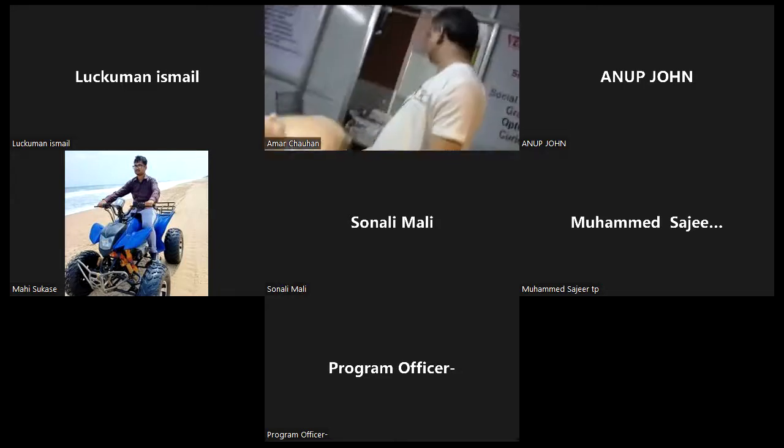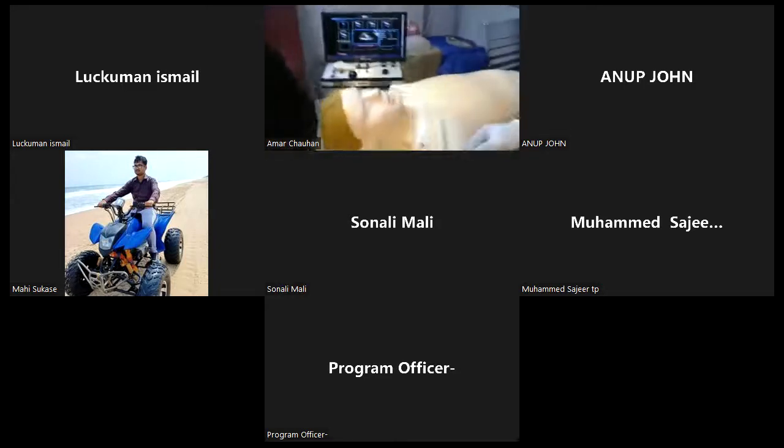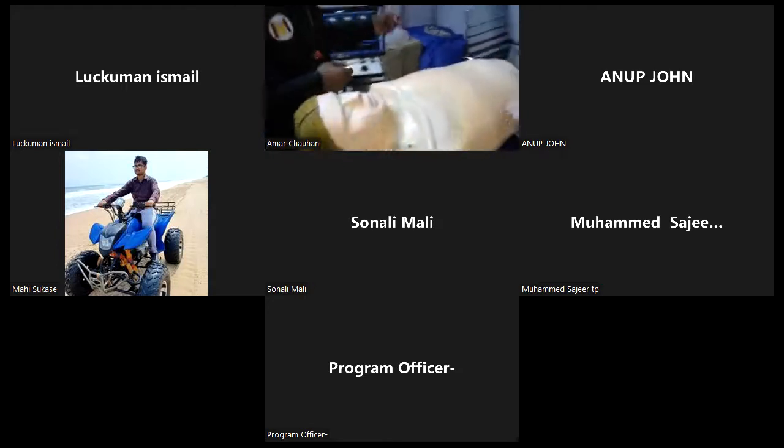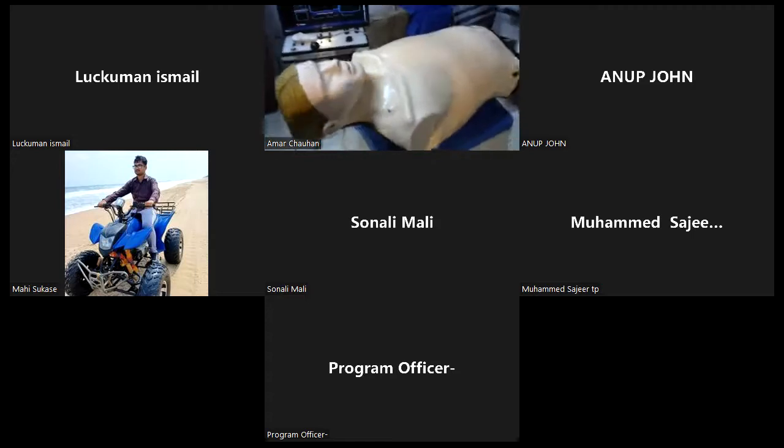But one advantage is we will give a proper training along with the mannequin. You can understand the capabilities. He is Boston trained, this doctor. He is an emergency physician.